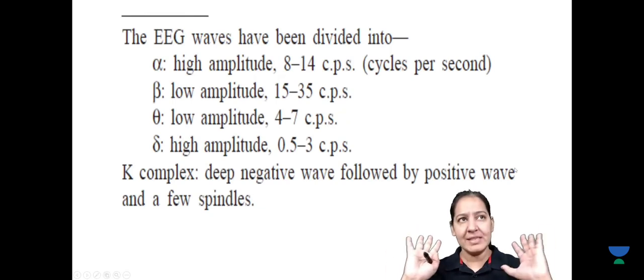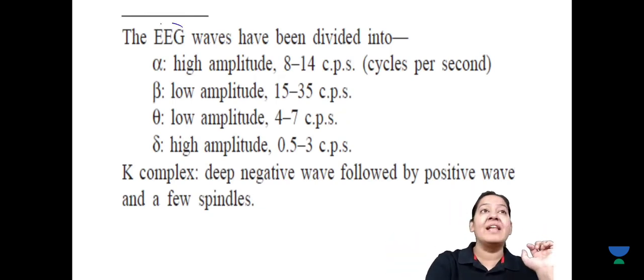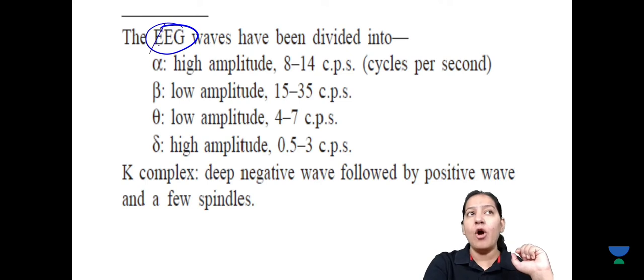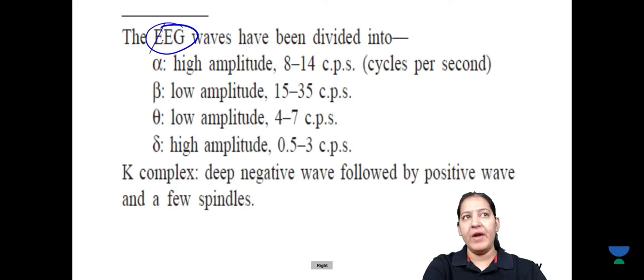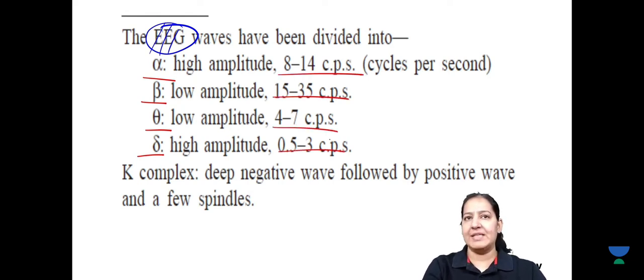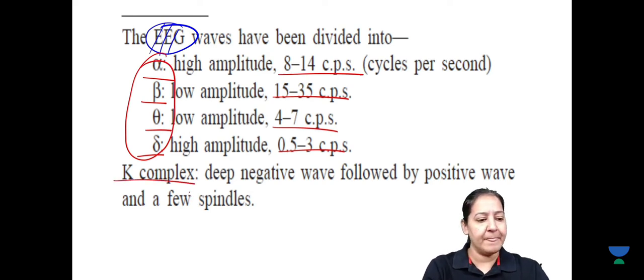So in the sleep, if you take EEG, electroencephalogram, right? You are recording the waves in the brain which are produced during the sleep. There are various types of brain waves: alpha waves, beta waves, theta waves, and delta waves. These are the high and low amplitude waves which have various frequencies. Don't learn the frequencies, but there are 4 types of waves along with K complexes.